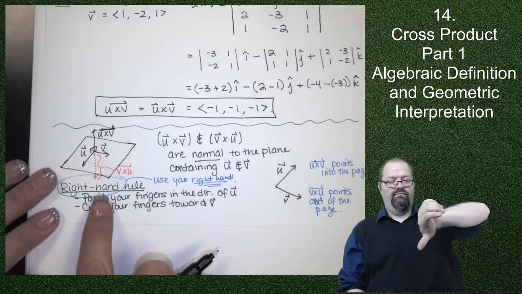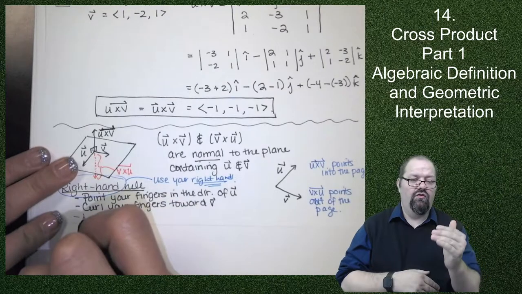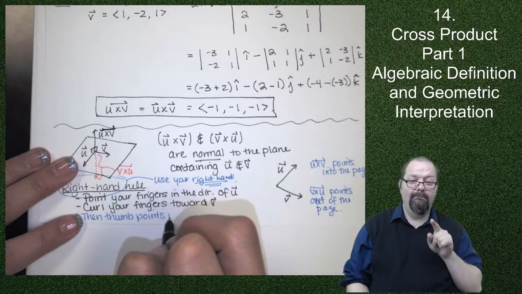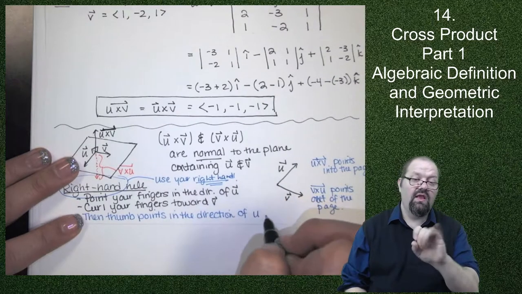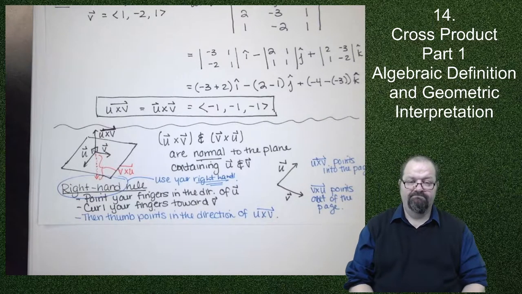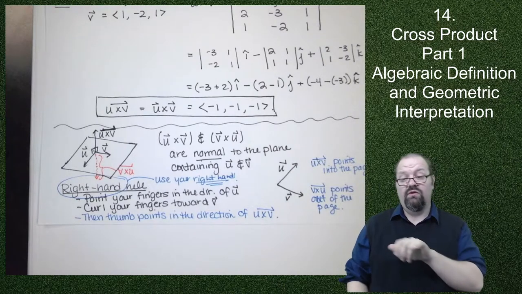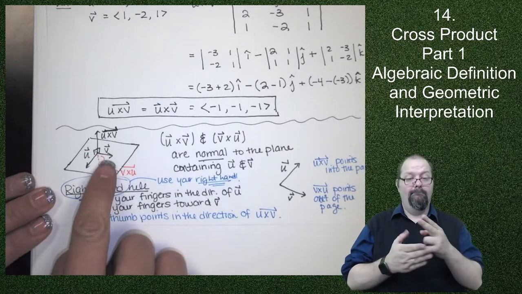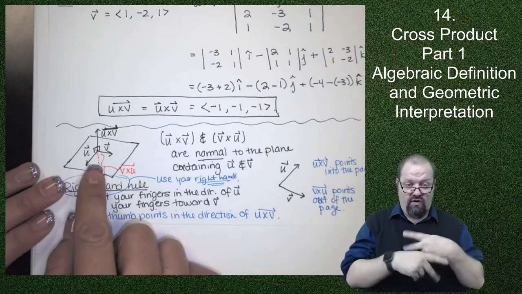So if you're trying to do u cross v, use your right hand, point your fingers in the direction of u, curl your fingers toward v. Then your thumb points in the direction of u cross v. Okay, that's one very important geometric interpretation. U cross v and v cross u are both perpendicular to the plane that contains u and v. A cross product is always perpendicular to the plane that contains the two vectors that you started with.